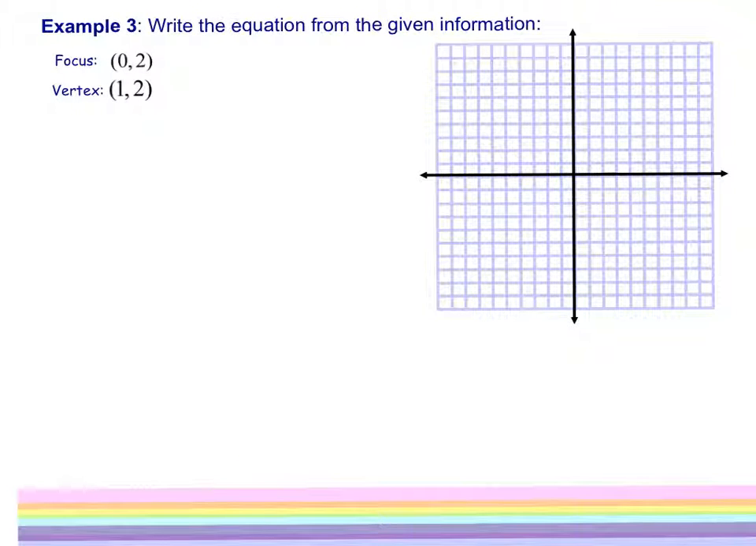It says write the equation, and then it gives us two pieces of information. So this one gives us where the focus is and where the vertex is. I like to sketch a picture because that helps me to write my equation. So my focus is at (0, 2), so I will put a point there. And my vertex is at (1, 2), so I'll put a point right next to it there. Okay. So let's think about what that means. Let me zoom in a little bit.